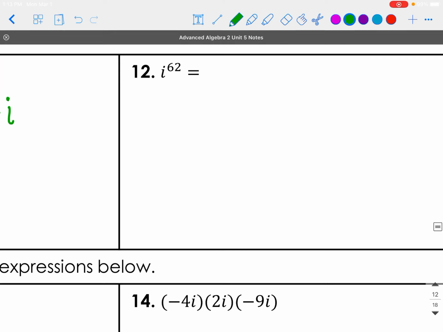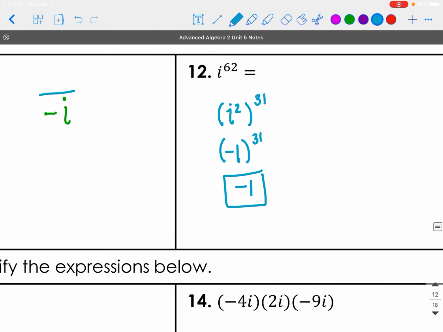Now number 12, because the 62 is already even, you don't have to take out one of the i's. The whole purpose of taking out one of the i's is so that you get an even number. So this one, we can already just do i squared to some power. That would be 31. 2 times 31 is 62. i squared is -1 to the 31st power. And that's going to be -1. So that's our answer.